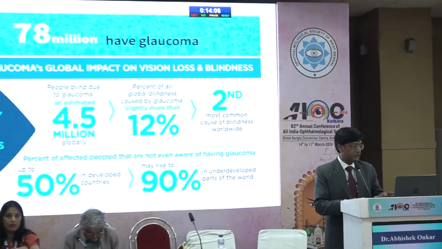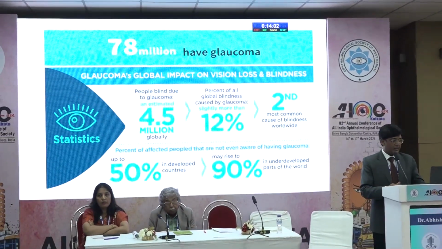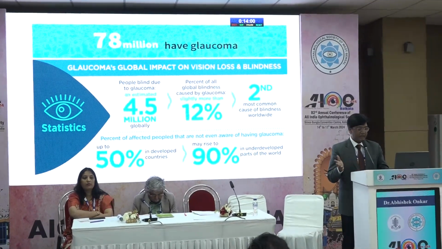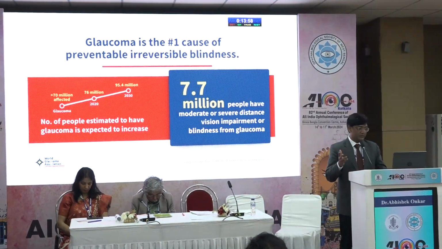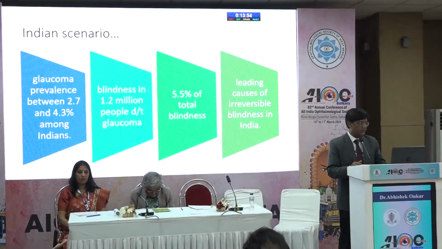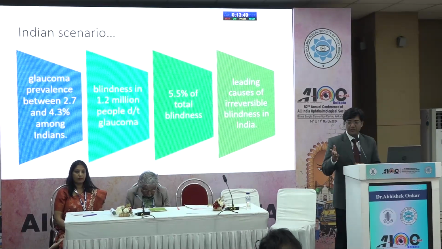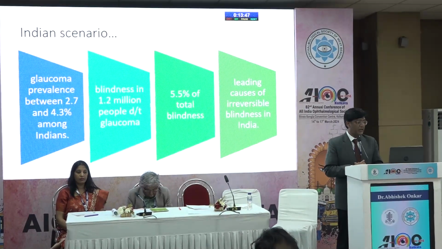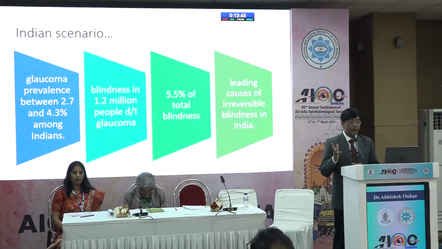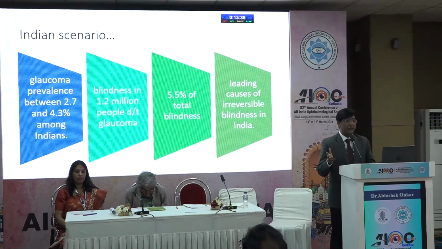No financial disclosures. Glaucoma, we already know the impact worldwide, the magnitude, the undetection rate, and the numbers are staggering, so I won't go into the numbers. The Indian scenario is definitely more alarming, with prevalence of 2.7 to 4.3, blindness of 1.2 million, and 5.5% of total blindness. It is a leading cause of irreversible blindness. So that is one point why we need to screen it early.